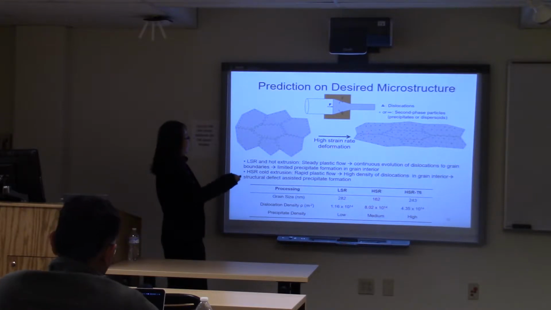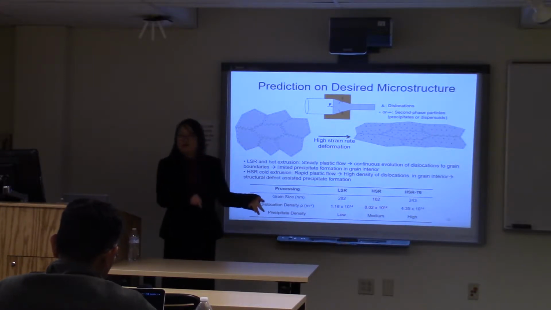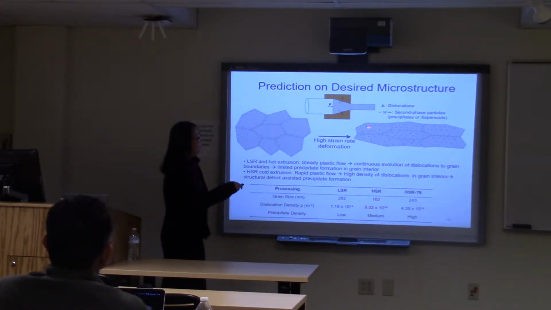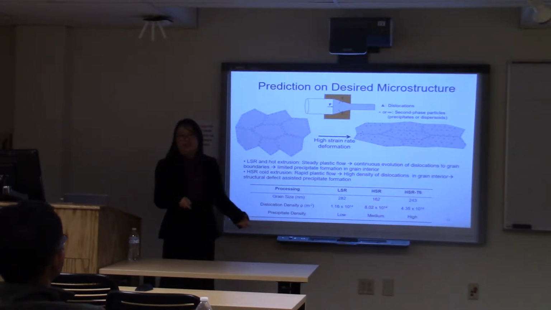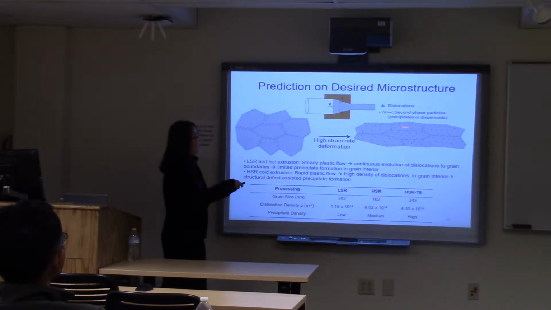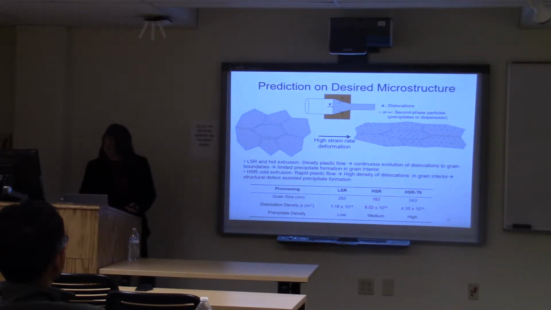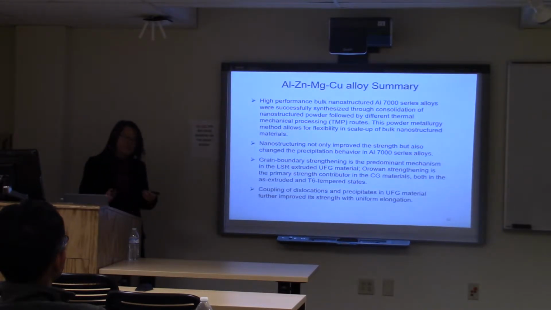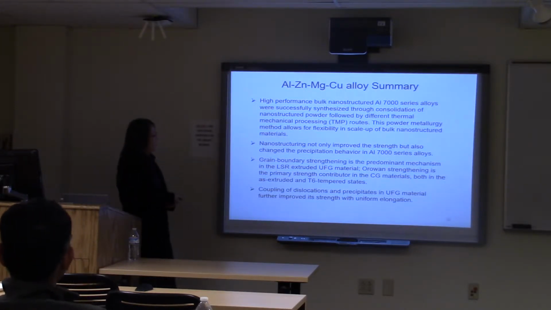So we hope, using some high strain rate deformation, we can end up with still grain boundaries that give you grain boundary strengthening. But along this direction, you can have low angle grain boundaries, which allow you to accommodate dislocations for ductility. And inside the grain, you have this coupling of dislocations and precipitates that will give you higher strength there. So it's kind of a recap of this aluminum zinc magnesium copper alloys.